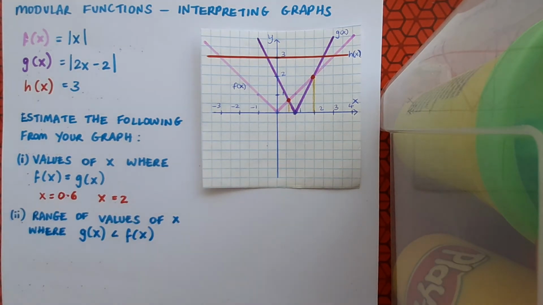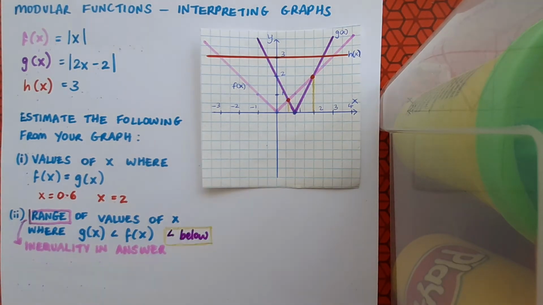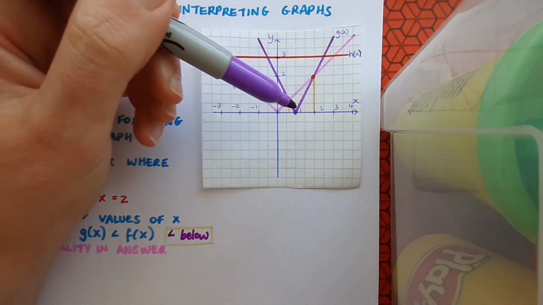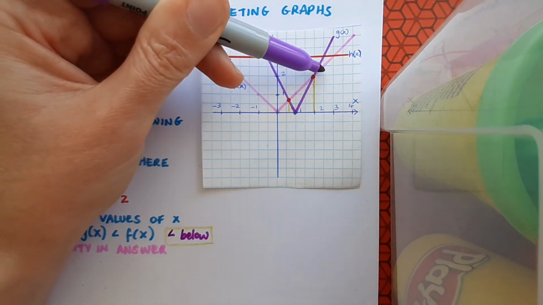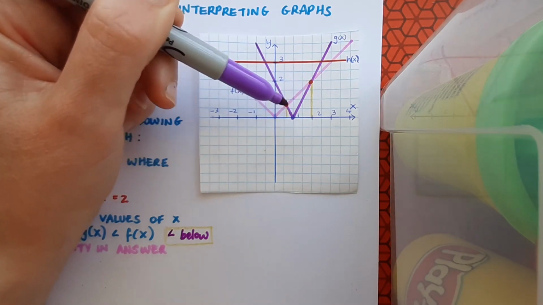Next, I'm asked to estimate the range of values of x where g of x is less than f of x. If I'm ever asked to find a range of values, it's quite likely that I'll have to use inequalities in my answer. In this context, being told that g of x is less than f of x means that I'm looking at the graph to see where g of x is below f of x. So looking at my diagram, f of x is in pink and g of x is in purple. And I can see here that as f of x continues up in this line, g of x is clearly below it between the two red dots.